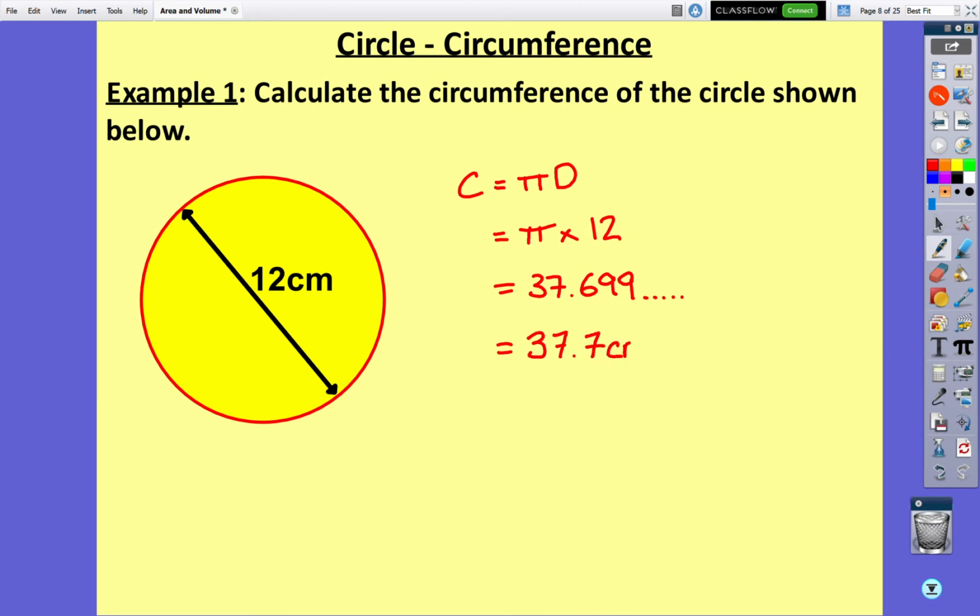So rounding that to one decimal place gives you 37.7 centimeters. Remember, the circumference is a special name for the perimeter of a circle, so the length around the outside. So it's just centimeters. It's just a length, it's not an area.